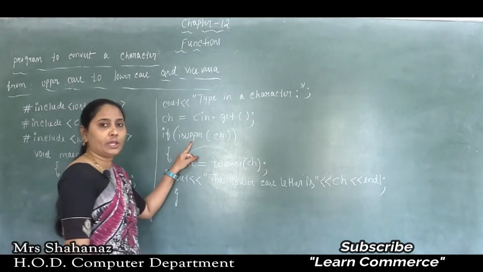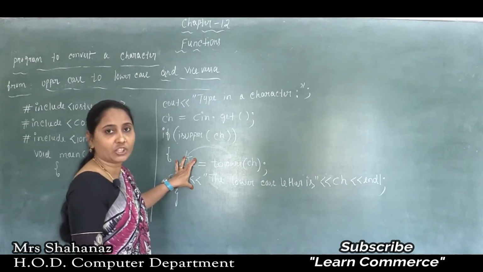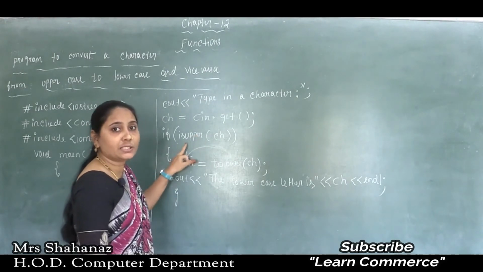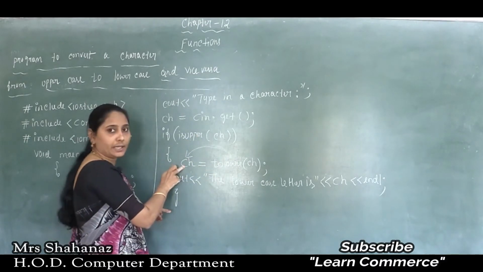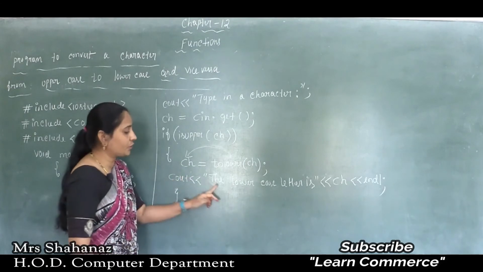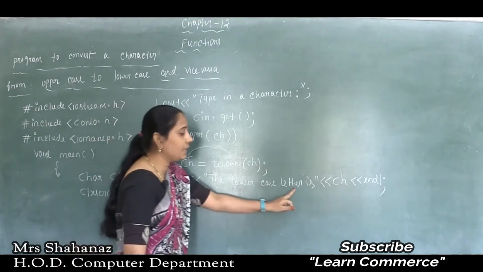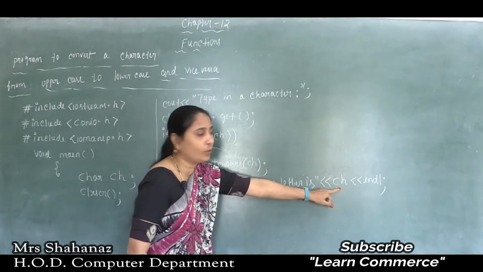If you input a capital letter from the keyboard and this condition is satisfied, such a character is going to convert into lowercase. Now such a character is there in ch. Later it is going to display the message: the lowercase letter is any character, whatever character we inputted, it is going to display.